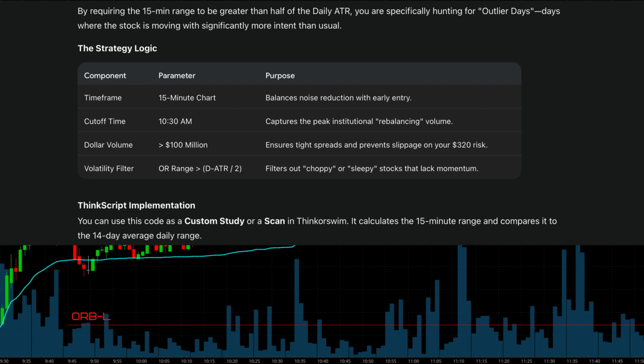Dollar volume, greater than $100 million, ensures tight spreads and prevents slippage on your $320 risk. Volatility filter, OR range greater than DATR2, filters out choppy or sleepy stocks that lack momentum. ThinkScript implementation. You can use this code as a custom study or a scan in Thinkorswim. It calculates the 15-minute range and compares it to the 14-day average daily range.